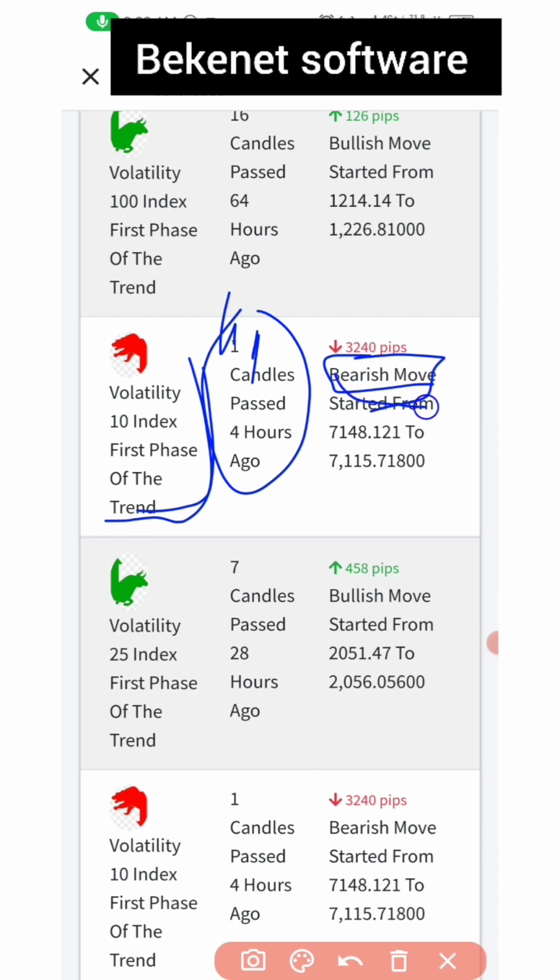But immediately you switch to neutral, you wait for it to come back again to a bearish move, and it's always at the top whenever it was in a first phase. You understand? Now let me give you an example of a last phase so that you compare them.